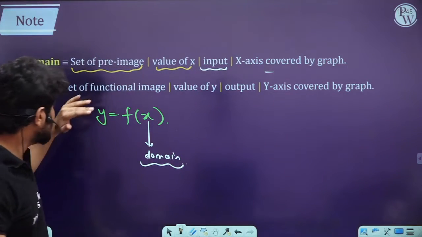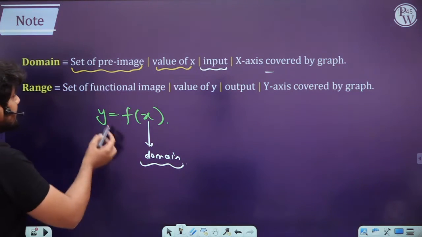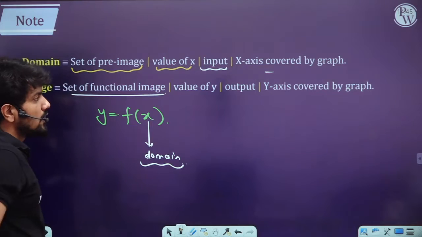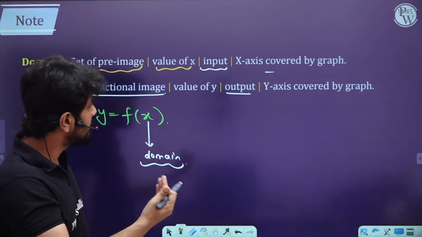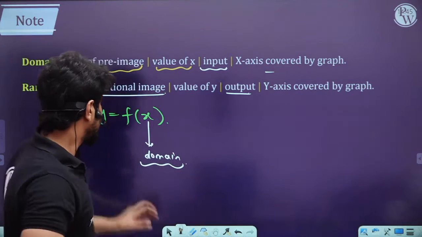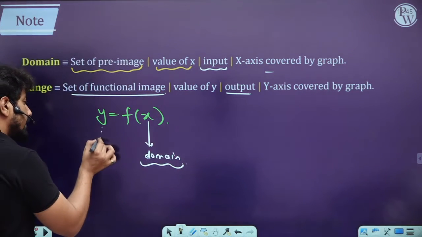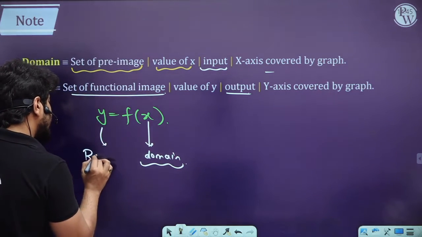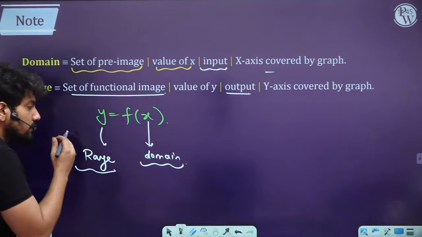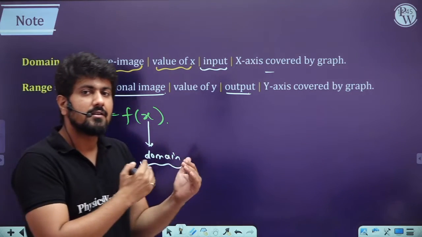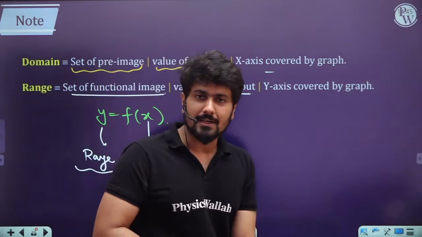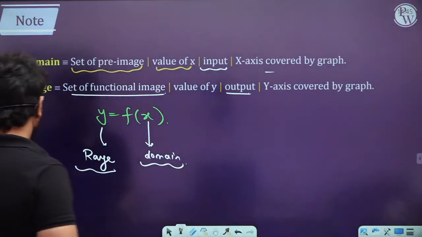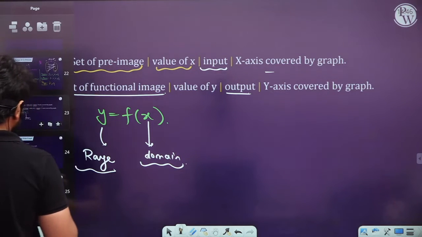Okay. Now what is range? Range is the set of functional images, or we can say the set of outputs. What are the outputs we are getting? That is range. In the graph y is equal to f of x, the values of y are known as the range. Like what are the values of y? What is the range of y? That is known as the range of this function. Or the y-axis covered by the graph. Right? So I hope you have understood these terms.